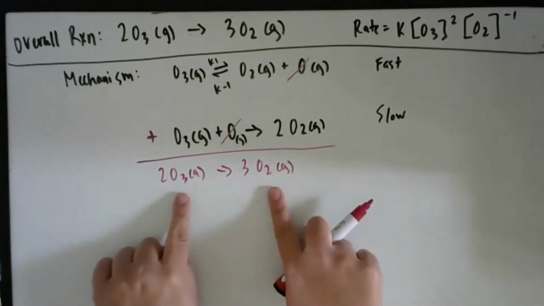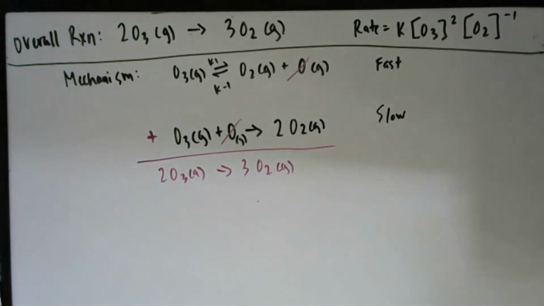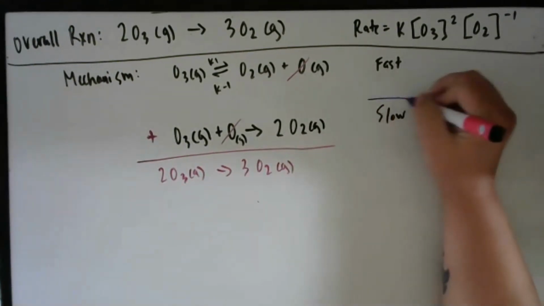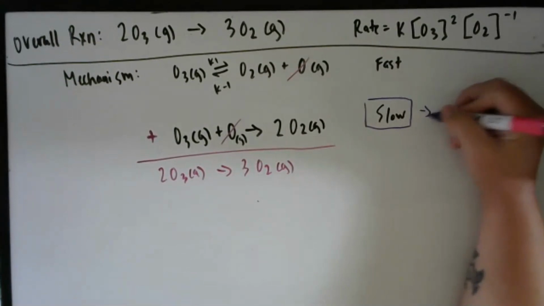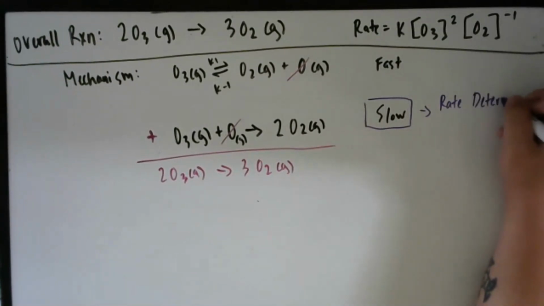Okay, so now we see that when we add these 2 mechanism steps together, we get our overall reaction back out. So our first condition for making sure this mechanism works is met. Now, our second step is going to be to look at our rate determining step. Your rate determining step is always going to be your slow step.